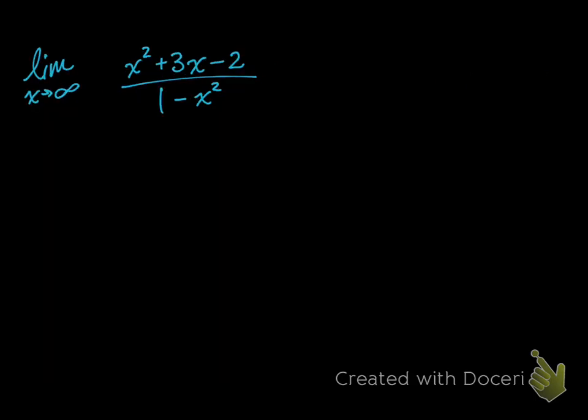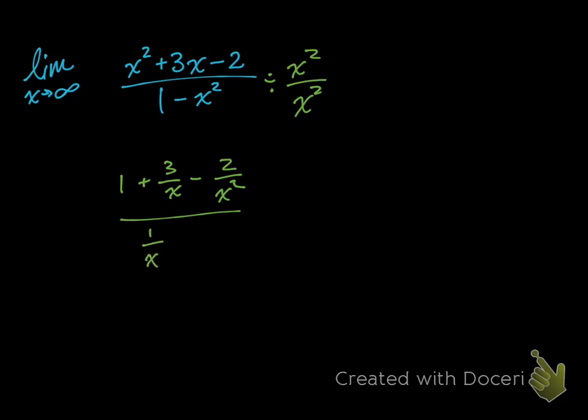Let's look at another one. Same deal here. We're dividing by x squared over x squared again. The first term is 1 plus 3 over x minus 2 over x squared. On the bottom, we have 1 over x squared minus 1. Poof, poof, poof. Negative 1 is our answer for this one, because we have that negative there.